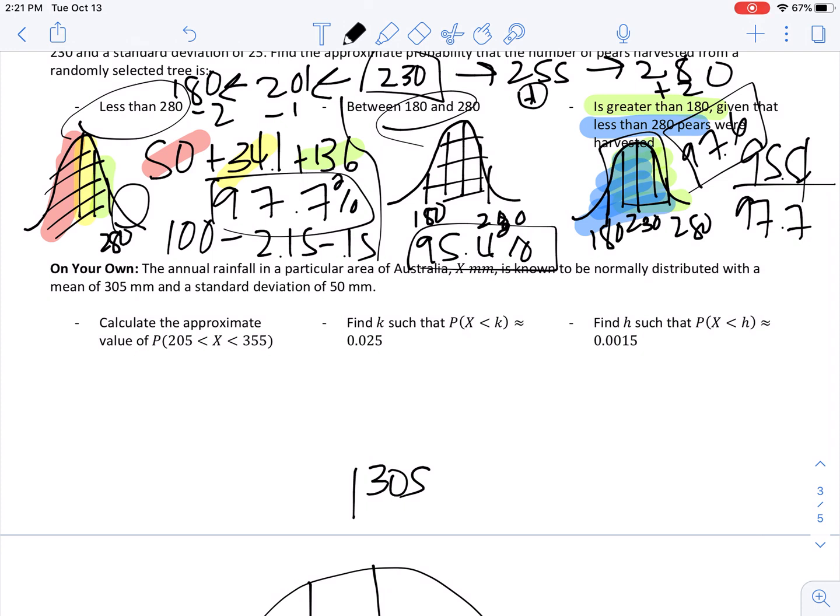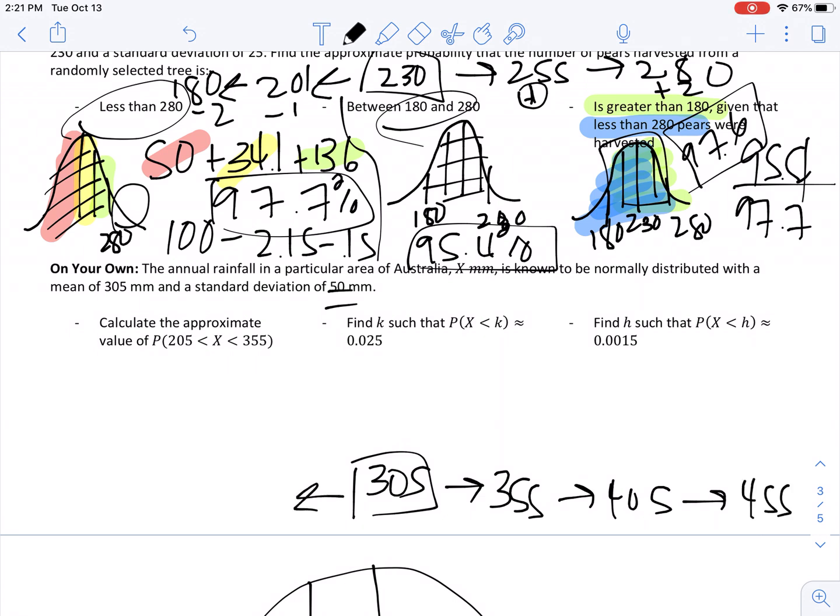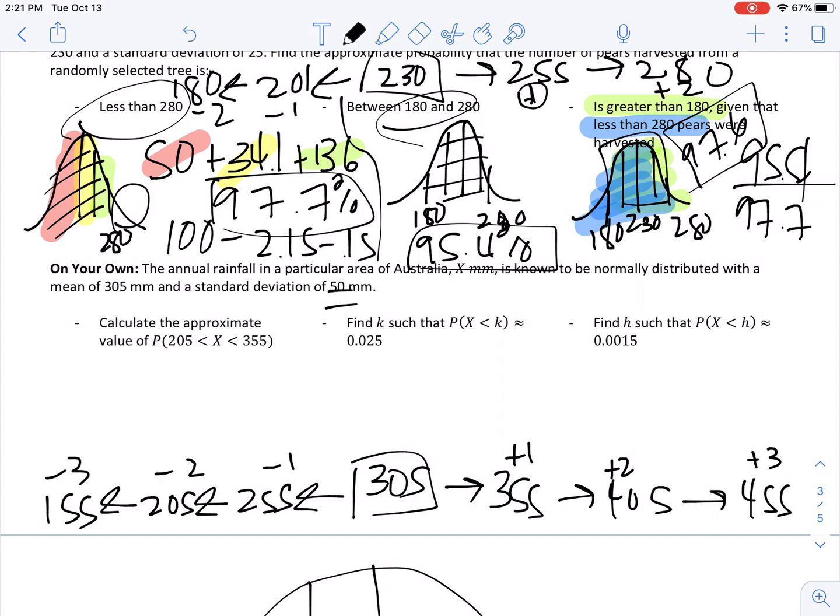So 305 is that mean. Okay, so if I go out the standard deviation of 50, I'll be at 355, and I'll be at 405, and I'll be at 455. Okay, you can also go the other way and subtract 255, 205, and 155. So this is plus 1, plus 2, plus 3, minus 1, minus 2, minus 3. Okay, so those are standard deviations.